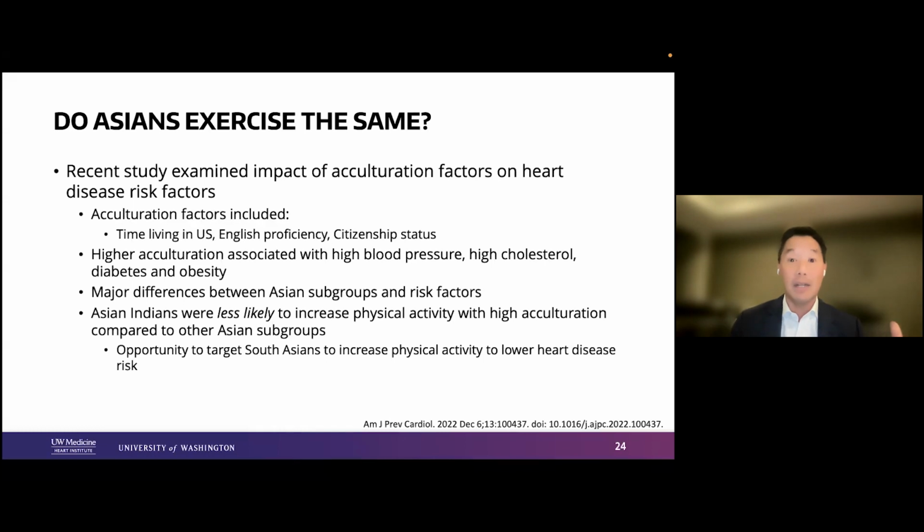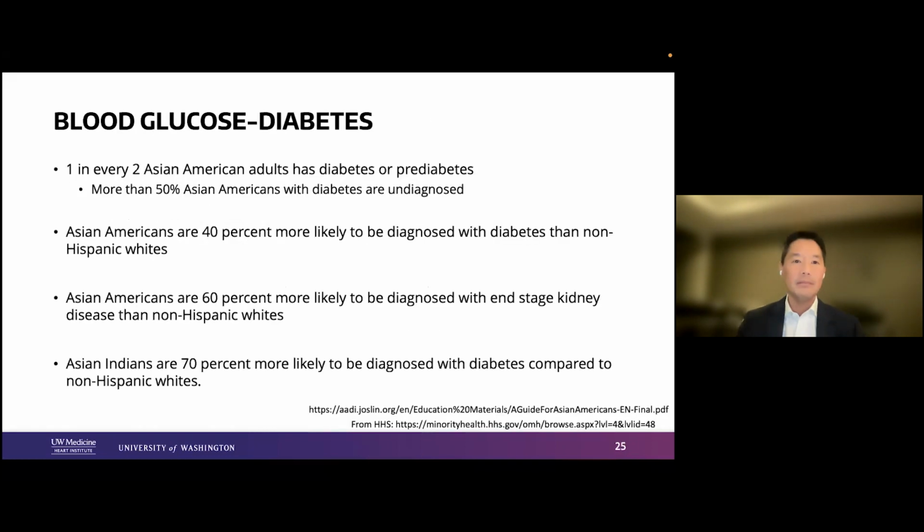So that gives us an opportunity to say that when South Asians are at the highest risk for cardiovascular disease, encouraging an increase in physical activity might be a beneficial strategy to try to lower their cardiovascular risk.